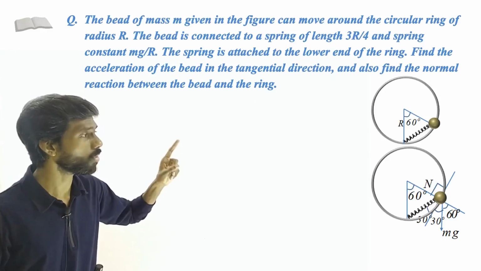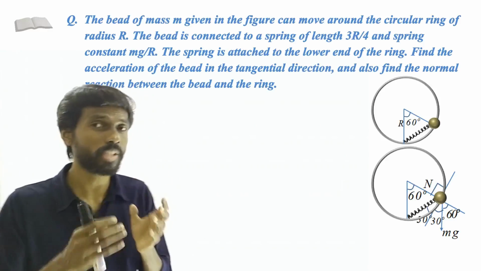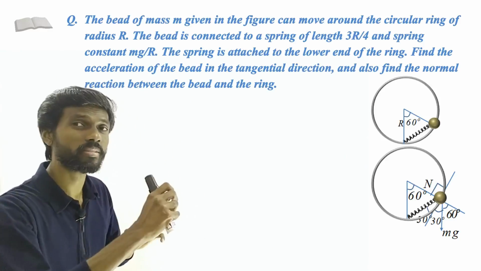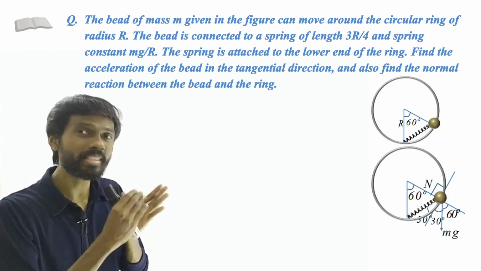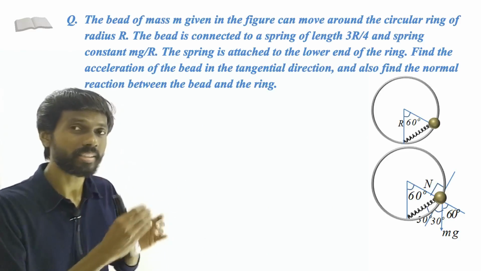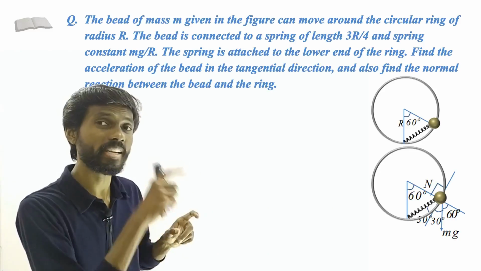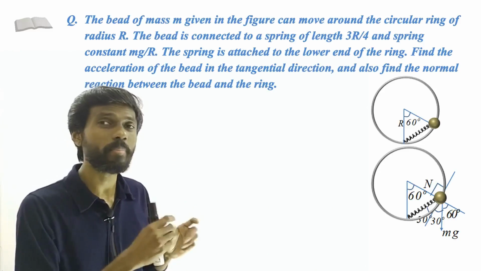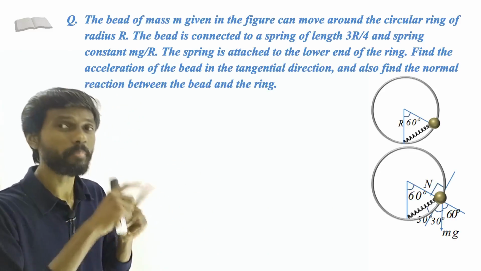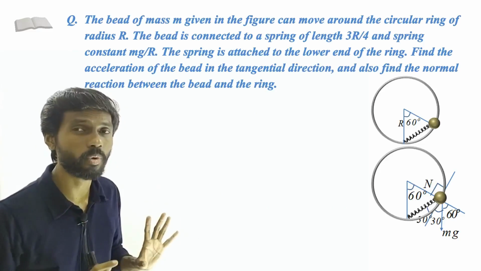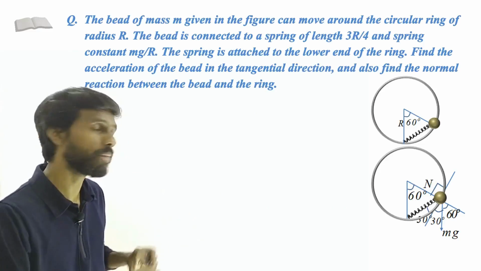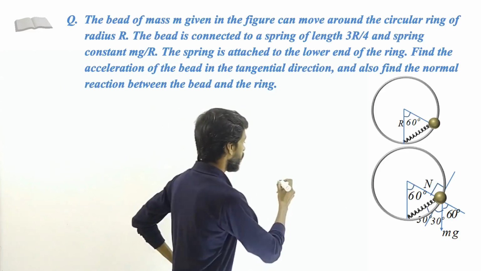What is the natural length? That is 3r by 4. 3r by 4 is the original length. Now it is stretched and it has become r. That means what is the elongation? The elongation is the length r minus the natural length, that is 3r by 4. That means the elongation is r minus 3r by 4, which means r by 4. So that is the elongation. You understand? See, it is like this. So x here.